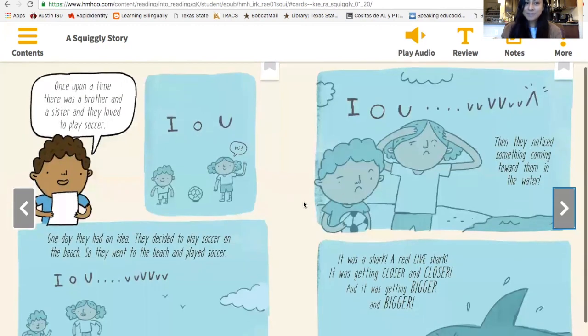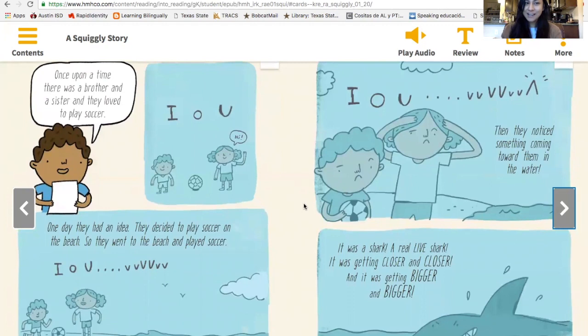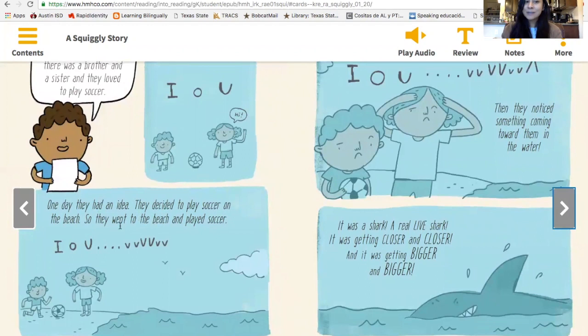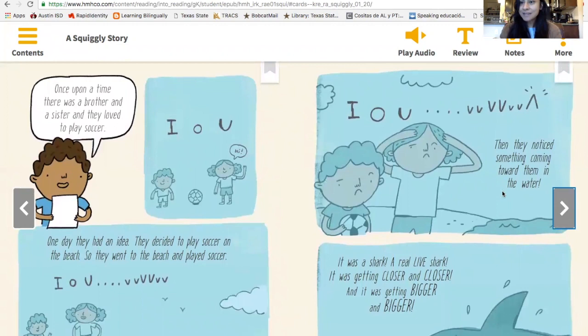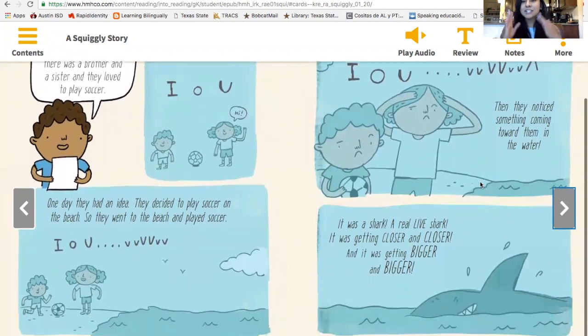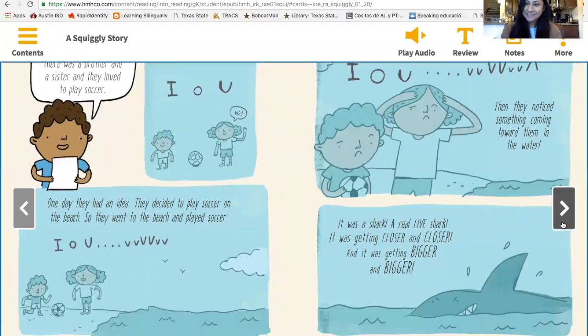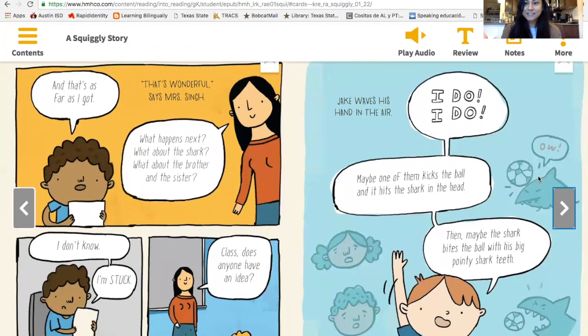Once upon a time, there was a brother and a sister, and they loved to play soccer. One day, they had an idea. They decided to play soccer on the beach. So they went to the beach and played soccer. Then they noticed something coming toward them in the water. It was a shark, a real live shark. It was getting closer and closer, and it was getting bigger and bigger. And that's as far as I got.